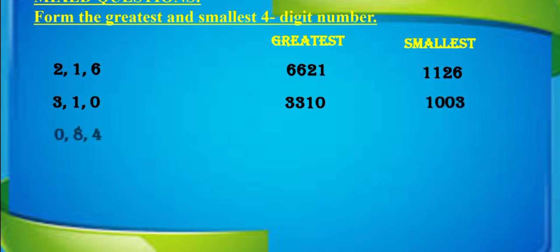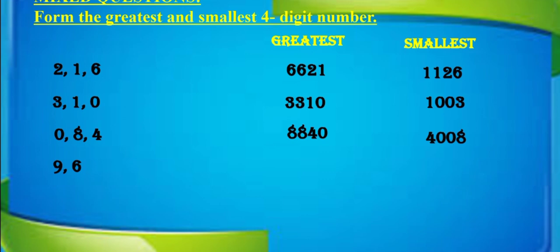One more example, 0, 8, 4. What will be the greatest number? Which digit do we have to repeat? 8, you have to repeat 2 more times. So 2 times, that is 8840. And what will be the smallest number? 4008.